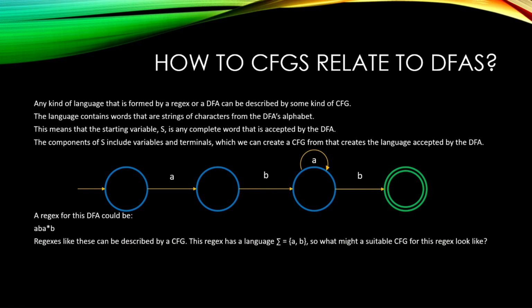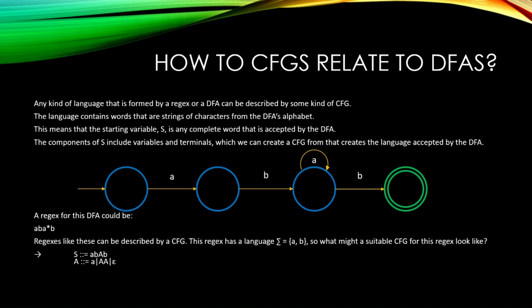Rejects like these can be described by a context-free grammar. So this regex has a language AB star B. So what might a suitable context-free grammar for this regex look like? Okay, sure, I'll give you a minute when there's a question. Sorry, I pressed the spacebar without thinking just then.